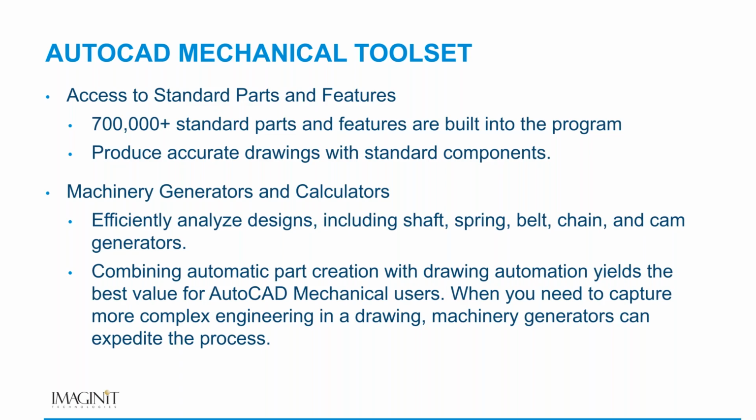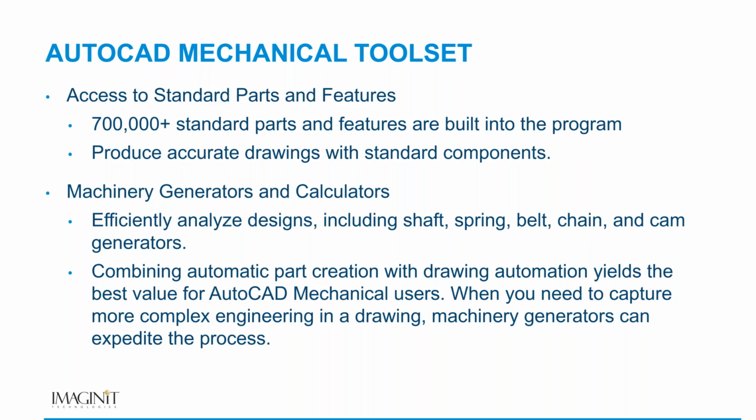Let's take the Wayback Machine 30 years. We didn't have standard parts and features. So if I needed to represent a bolt, I actually had to break out the dimensions and generate a block for a bolt, and I had to use that. Same with washers, same with split ring washers, all of that stuff I had to create manually. All of that stuff is actually built in.